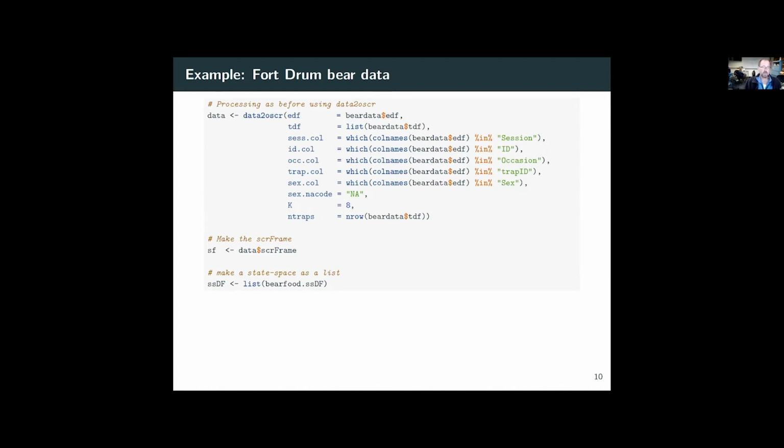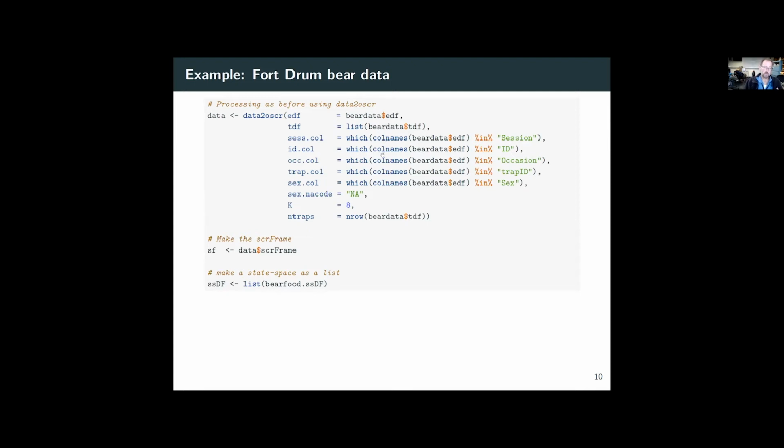On the first slide or the second slide of this lecture, we loaded the bear data. We're going to use data2oSCR to process the elements of that bear data list that is in the oSCR package. And then we're going to extract the SCR frame from what comes out of data2oSCR. So the call to data2oSCR is given right here, which you can execute. It uses the encounter data file, which is in the bear data, and it uses the trap deployment file, which is in the bear data.